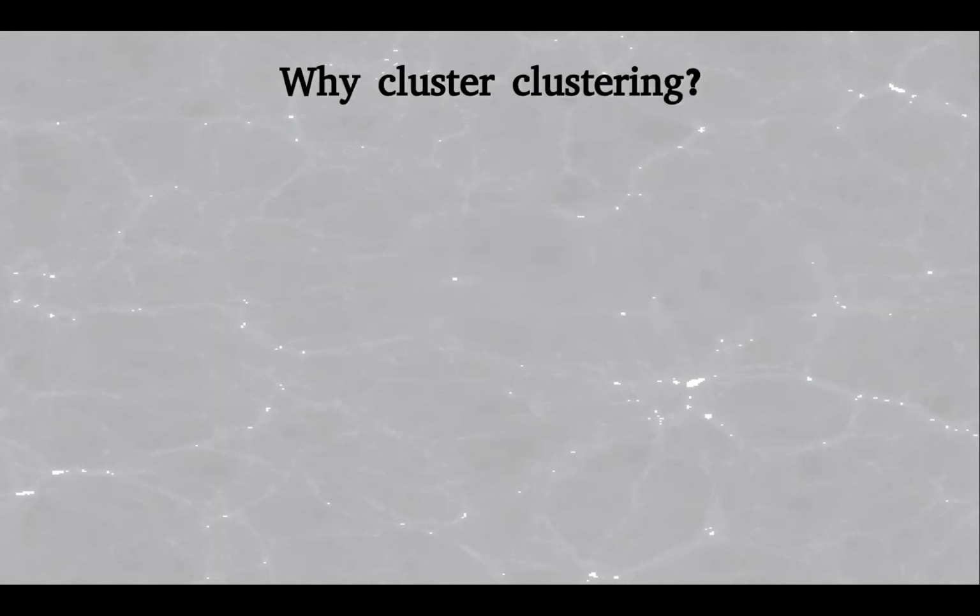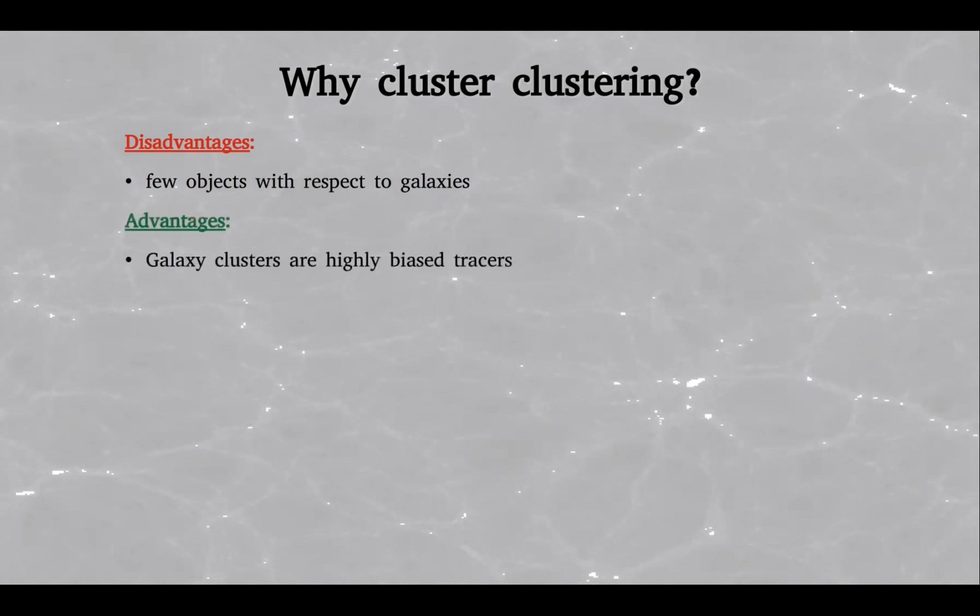Okay, so why cluster clustering and not galaxy clustering? The main probe is galaxy clustering, and the reason is that you need a huge sample of objects to reduce shot noise. And this is a big advantage, of course, for galaxy clustering. However, there are also advantages for clusters. The first one is that galaxy clusters are highly biased tracers. That in cosmology simply means that the signal is higher. So the normalization of the two-point correlation function is higher with respect to galaxies. So higher noise, but also higher signal.